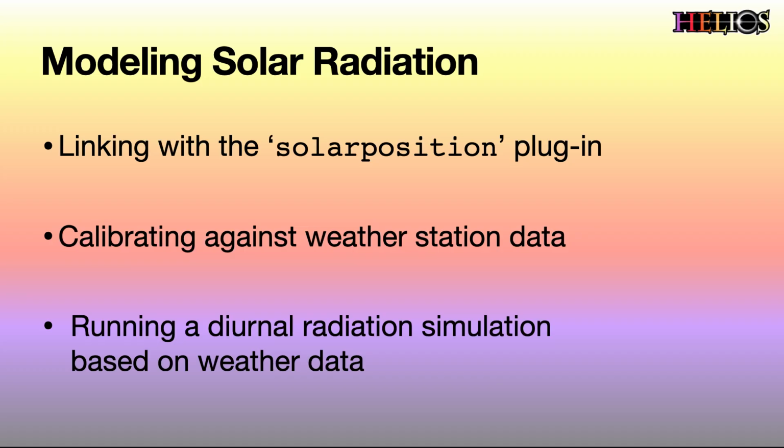So as was mentioned, we'll be using a new plugin called the SolarPosition plugin. The name is a little bit of a misnomer. It was originally developed just to give you the position or direction of the sun, but it has since been expanded to give you fluxes coming from the sun, so direct as well as diffuse radiation fluxes and direct diffuse partitioning, as well as the long wave radiative fluxes emanating from the sky.